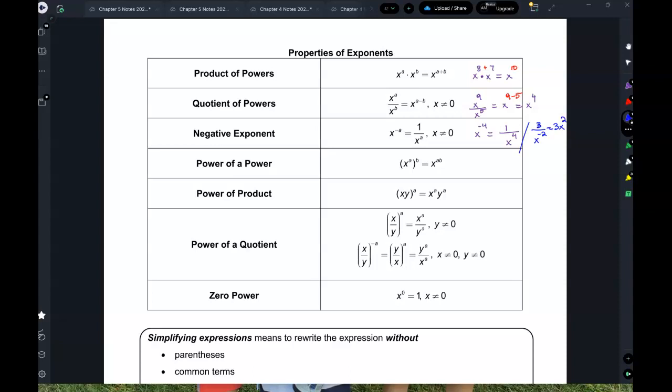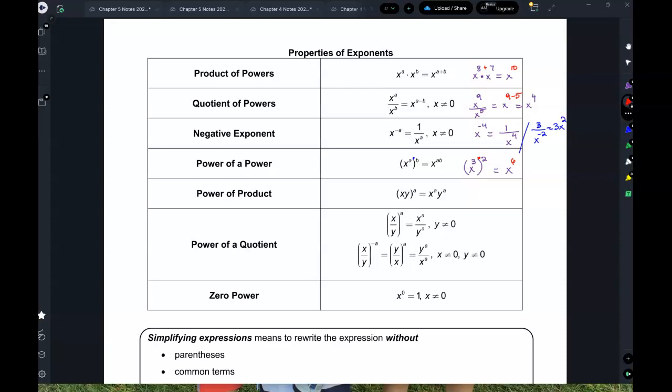Now, look at this one. This is a power of a power. I have x to the power of a, to the power of b. In this case, they multiply. So if I have x to the power of 3, squared, now I multiply them, it'll be x to the power of 6. Do you see the difference between the first one and this one?